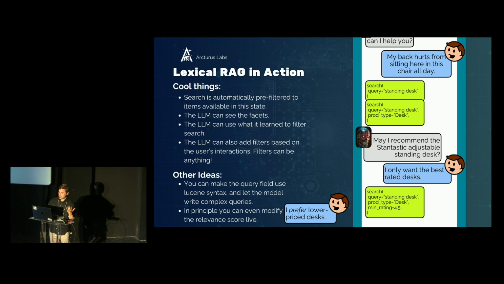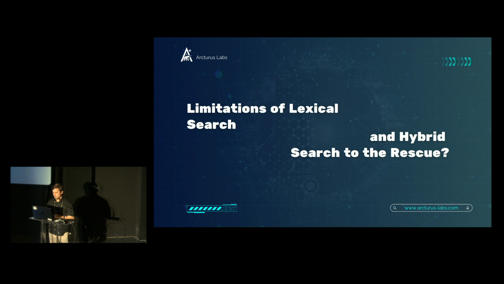In principle, if the user says, I prefer lower price desks, then you might have it boost by that as opposed to directly filter by that. Naturally, when we get into that type of nuance, I'm sure there's devils in those details, but it is a cool idea. Models are getting more capable, and I think they're doing better with following instruction. And so this is something I think we can do in the near future.